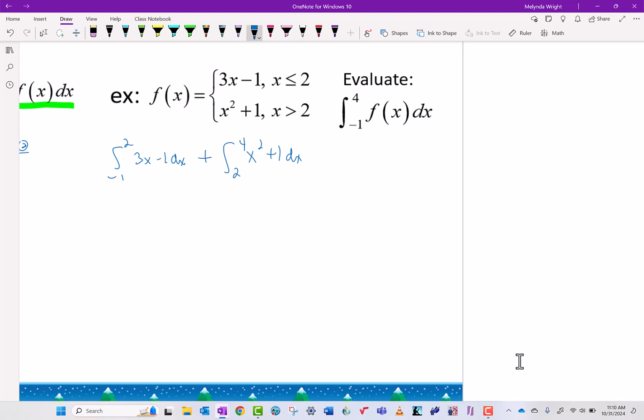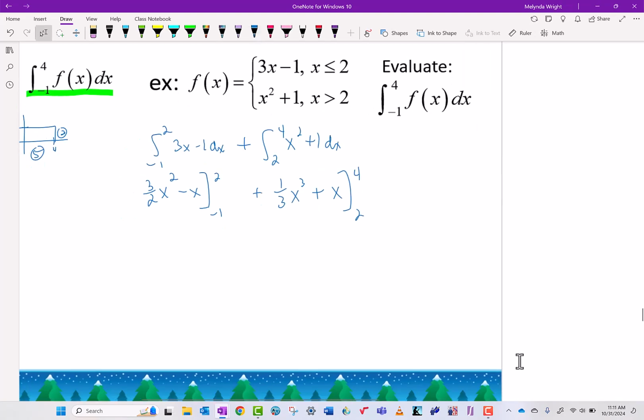So now we're just going to do two regular old integrals. We're going to do the reversal power rule. The antiderivative of 3x would be 3/2 x squared. The antiderivative of negative 1 would be negative x. And we would evaluate that from negative 1 to 2. Okay, so let's look at the next one. The antiderivative of x squared would be 1/3 x cubed. Remember the reversal power rule where we add 1 to the exponent and then divide by that. So 1 plus 2 is 3, and dividing by 3. Just a little reminder. And the antiderivative of 1 would be x. And we want to evaluate that from 2 to 4.